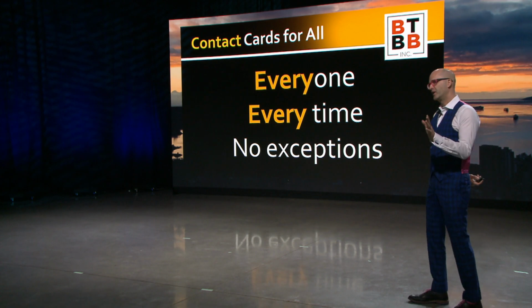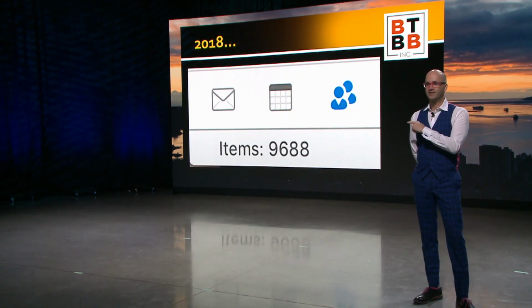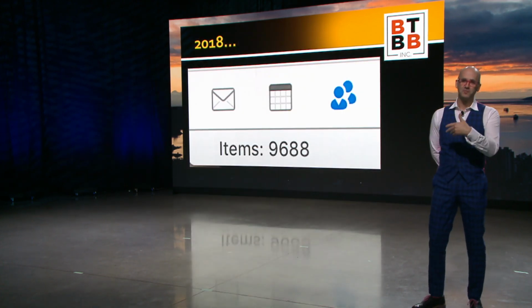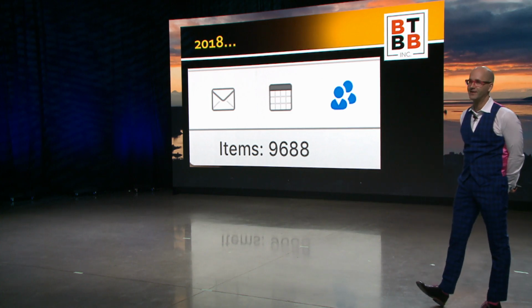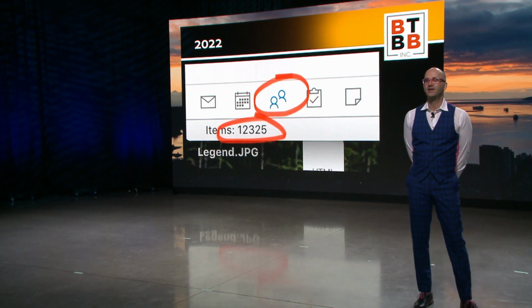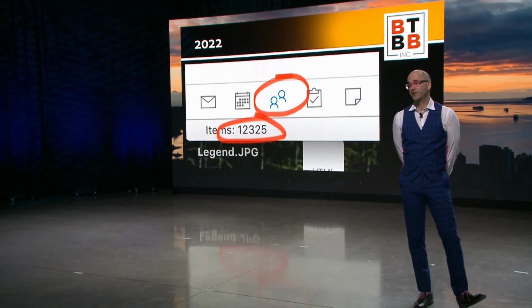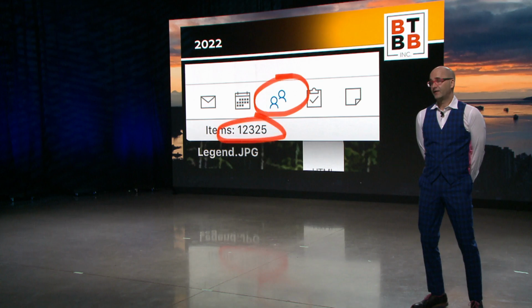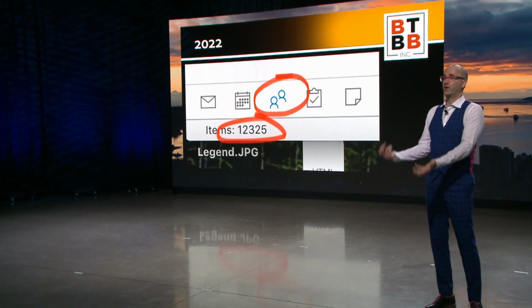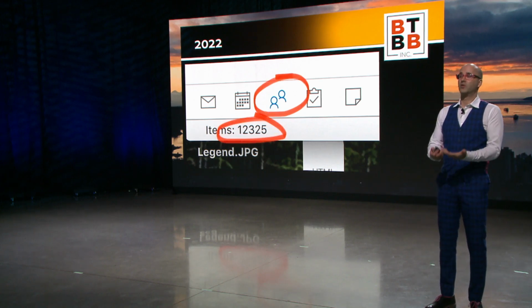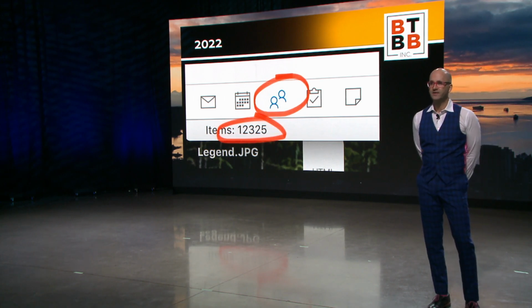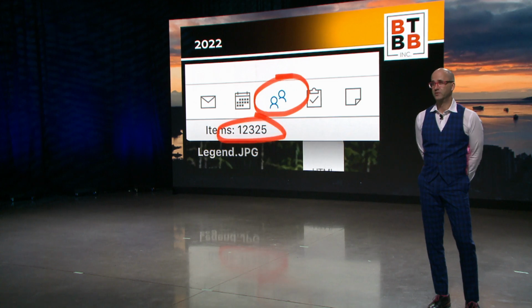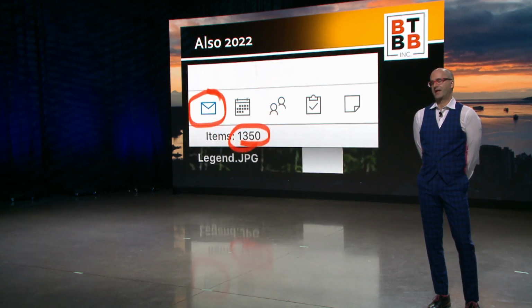Now, in 2018, this was my contact card count, because of course I'm using some older slides, so I thought this was interesting. 9,688 contacts I had at that time. I've pushed it up to 12,325. So as you can see, I've kept going. I'm still adding almost 1,000 contacts per year, a good 700-800 per year. I've kept on going, and so should you. You should never, ever stop this. I will never stop this habit. I can't break it now.